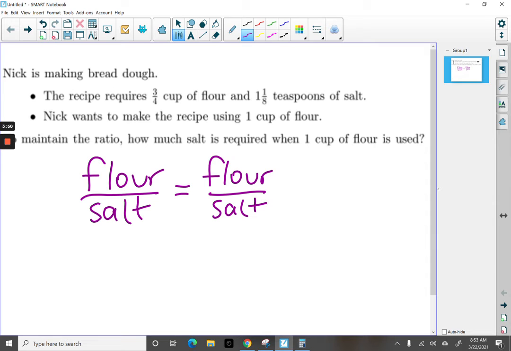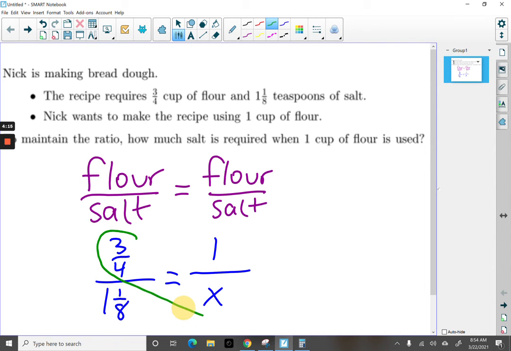Now, I need, of course, some values here, so let's substitute in our numbers. 3/4 cup of flour, 1 1/8 teaspoon of salt. I want 1 cup of flour. And what I don't know is my amount of salt that goes with that. Now in this problem, I'm going to take these numbers and cross multiply, which means I'm just going to multiply them together with one another.